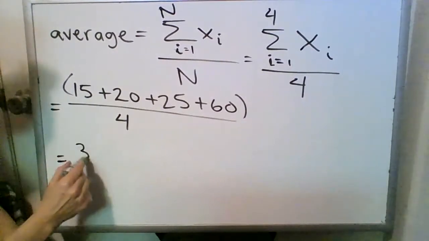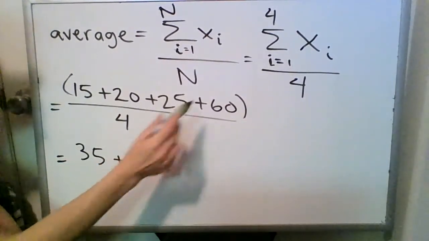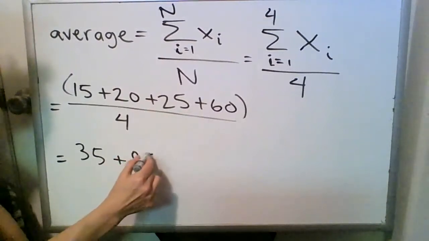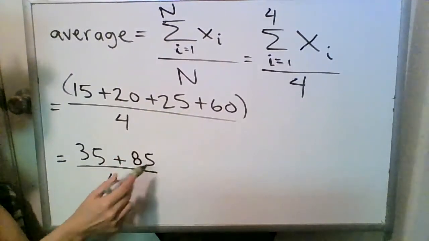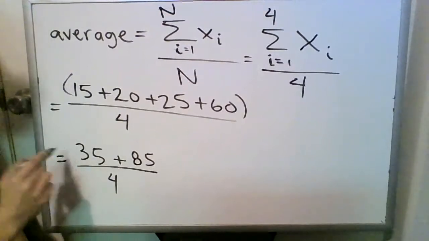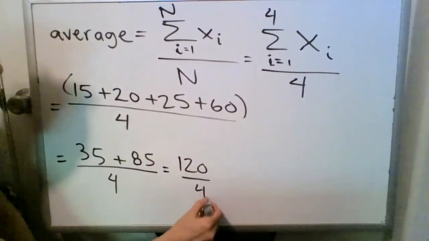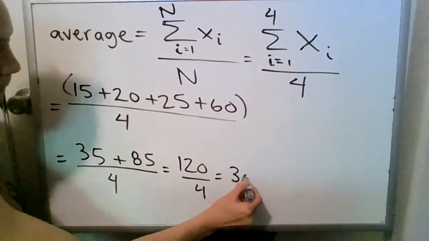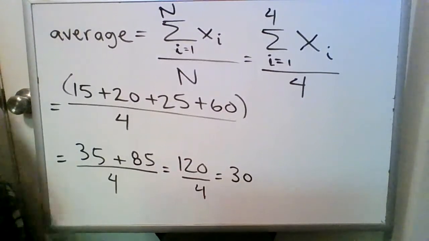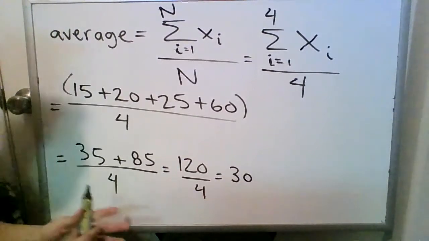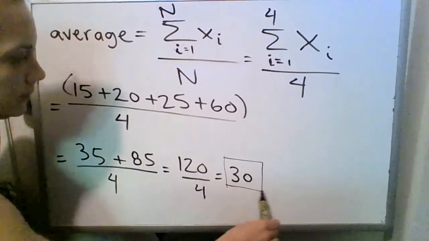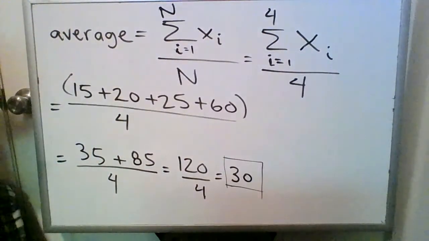So like 35 plus 85, 120 out of 4 would be 30. Okay, we're going to find the average again.